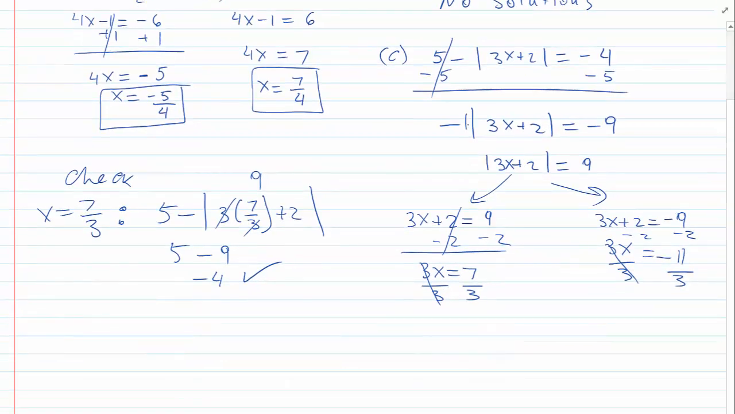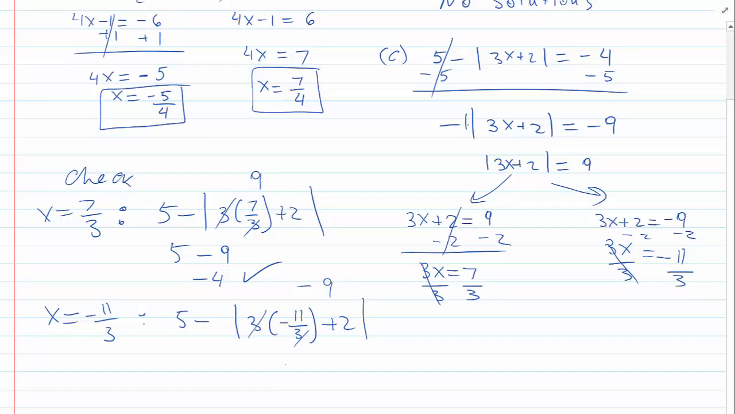And the same thing with negative 11 over 3. I get 5 minus absolute value of 3 times negative 11 over 3 plus 2. Let's see what that equals. 3 cancels. Negative 11 plus 2 gives me negative 9. But the absolute value of negative 9 is still 9. 5 take away 9 is negative 4.